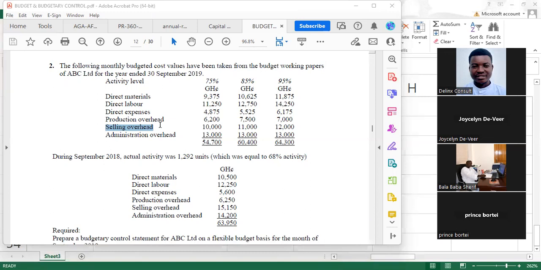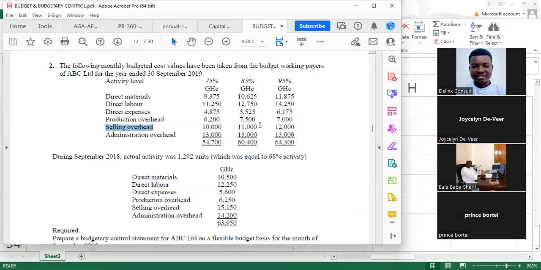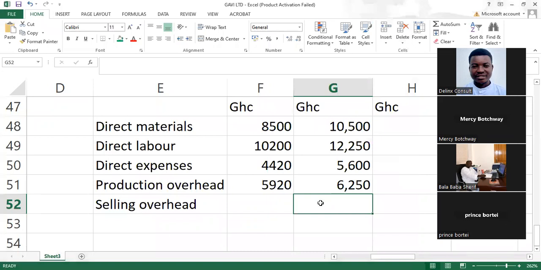The next one is our fixed selling overhead, isn't it? So come and pick the actual cost. Actual cost, we don't do anything to them. We just adjust those ones to reflect the actual activity level. Okay. What is the cost?